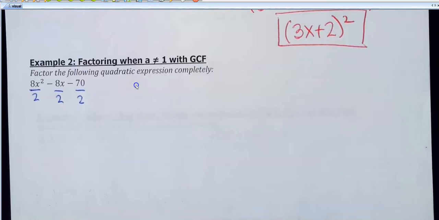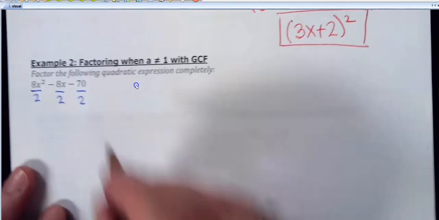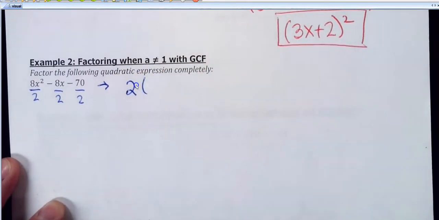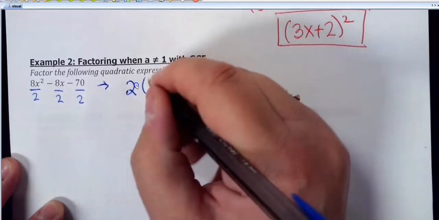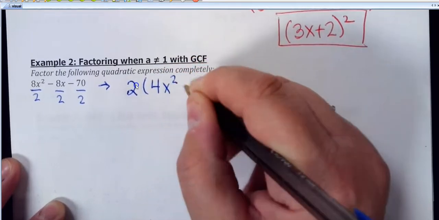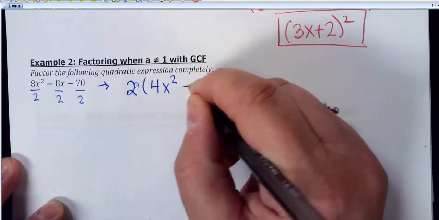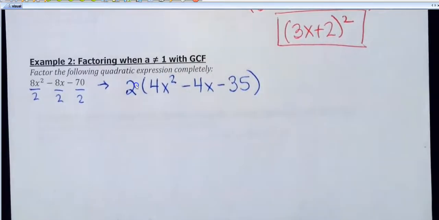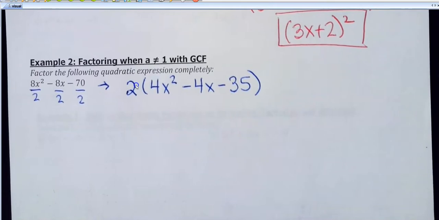Now, if I actually had an equation here, we don't have an equation, there's no equal sign, I could just get rid of the 2. I can't do that here because I'm factoring this expression. So what I would need to do this correctly is put a 2 out in front, leaving me with 4x squared minus 4x minus 35. Otherwise I'm not given an equivalent expression. So I do need the 2 out in front here.